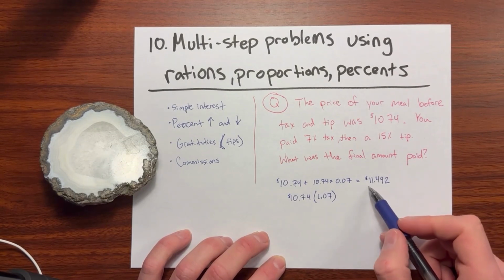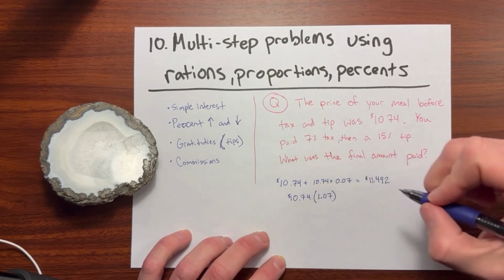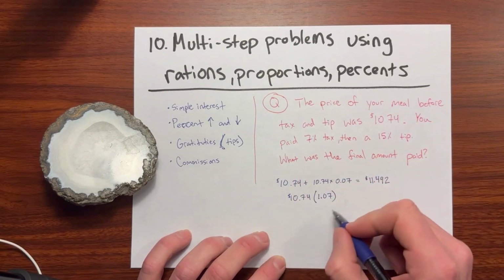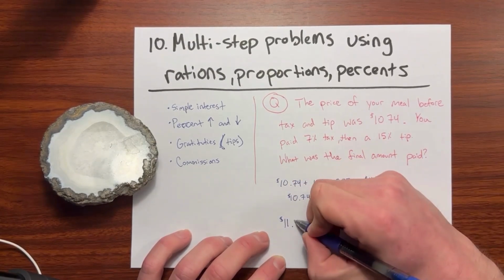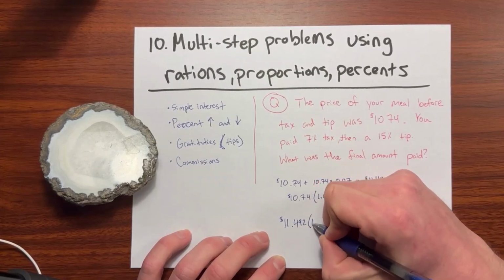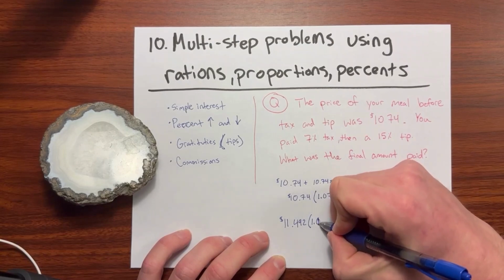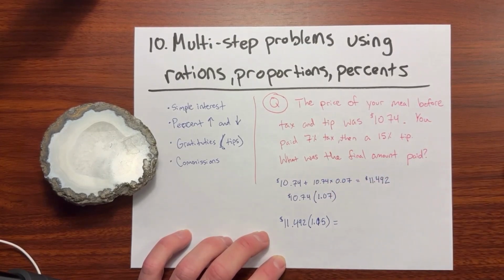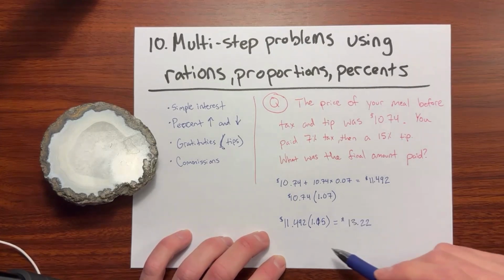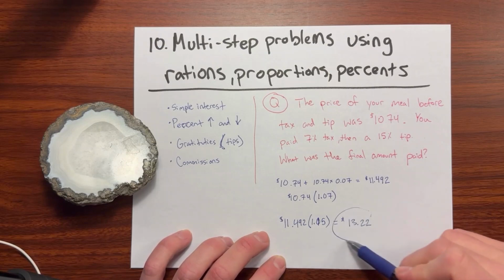That's going to give you the same answer, save you a little bit of time on the test. So now that we have the total amount with tax, then we need to add on the tip. Following this same method, we'll have 11.492 times 1.15, sorry about that. And we end up with the final answer here of $13.22.